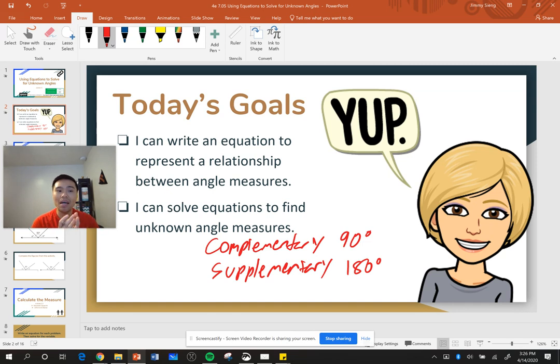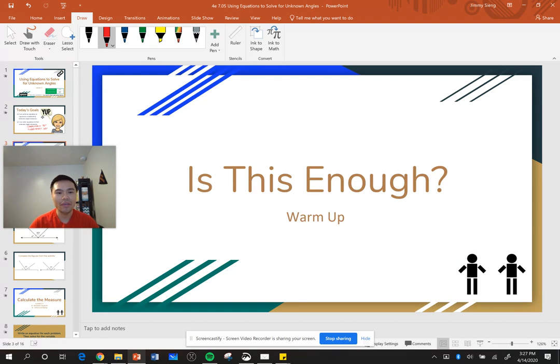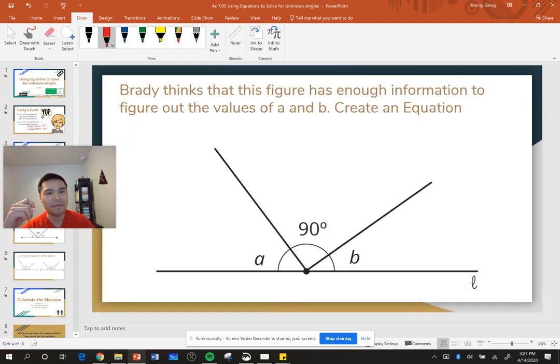We can add them up, and if they add up to 90 degrees, then it's complementary. If we add all the angles up, it's 180 degrees, which is supplementary, okay? And that's kind of what we're doing here, kind of creating the equation and solving it. So let's go for the warm-up. The question is, is it enough?